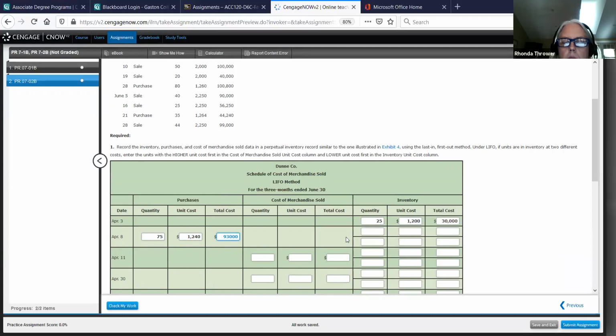Now, just like we did in the FIFO method, you're going to bring down your beginning inventory units, and you're going to record them as your first layer, because we have purchased a new layer of inventory that had a different cost associated with it. We're going to record it as a separate layer.